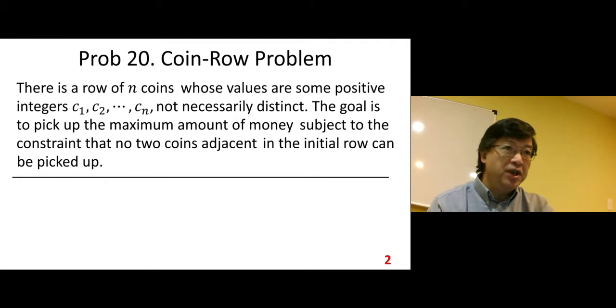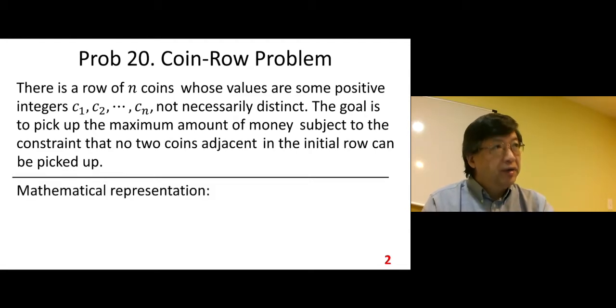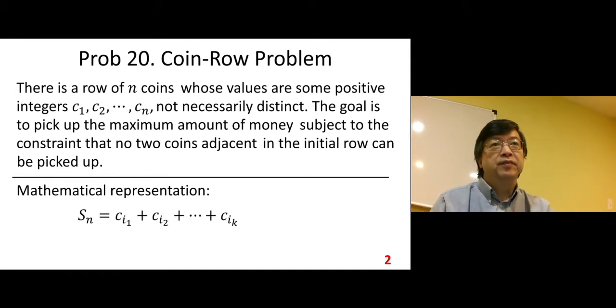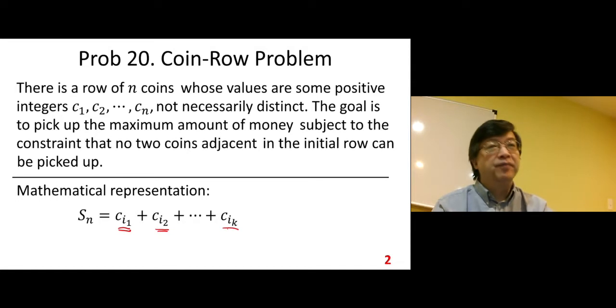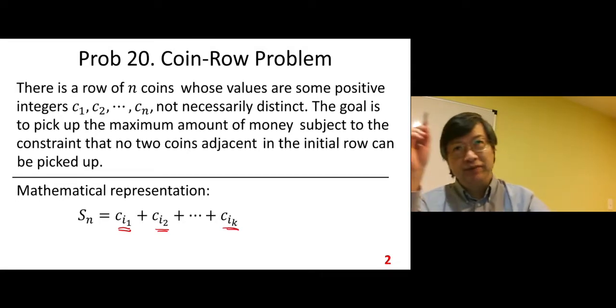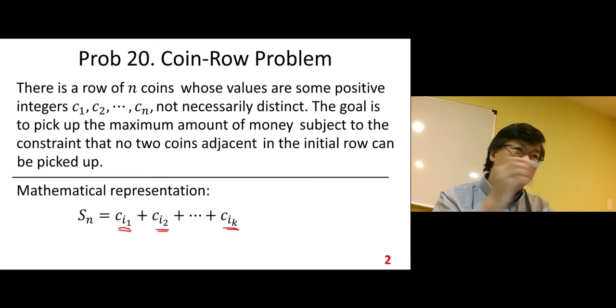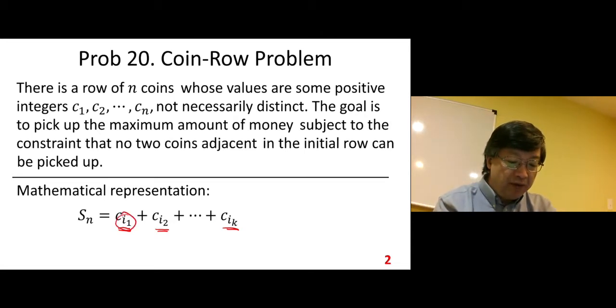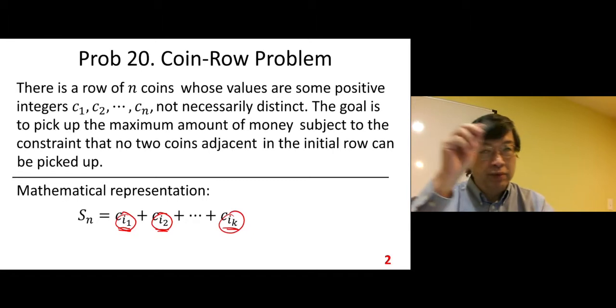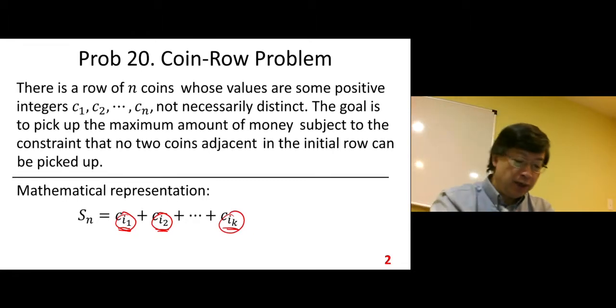First, let's do the mathematical representation. The total amount of money of the coins we pick. Here we use a special subscript, C_i1, C_i2, up to C_ik, because we can jump. We cannot just use 1, 2, 3, since we cannot use adjacent coins. So we need a notation that allows us to jump. That's why we use this notation.